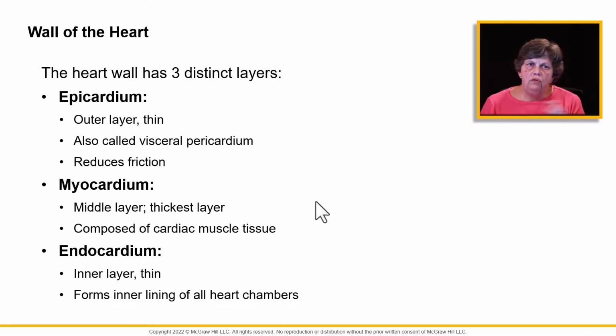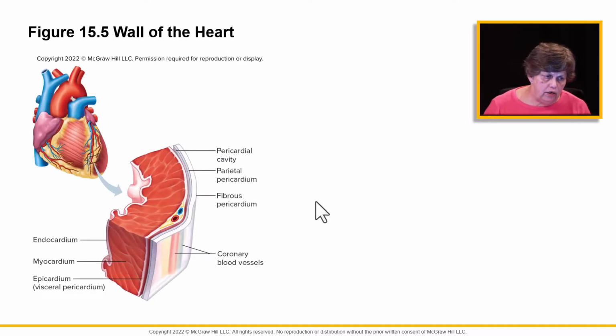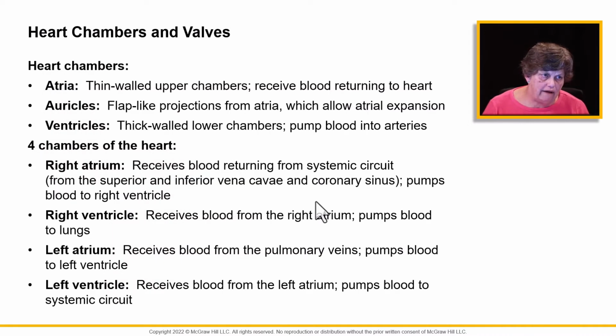And again, when I dissect the heart for you, you'll be able to see there is a true difference between the tissues of the myocardium and the endocardium. Okay, and you can see this on this graph. All right, chambers. We are mammals. We have a 4-chambered heart. Okay, all mammals have 4-chambered hearts. We have upper chambers, the atria, and lower chambers, which are the ventricles.